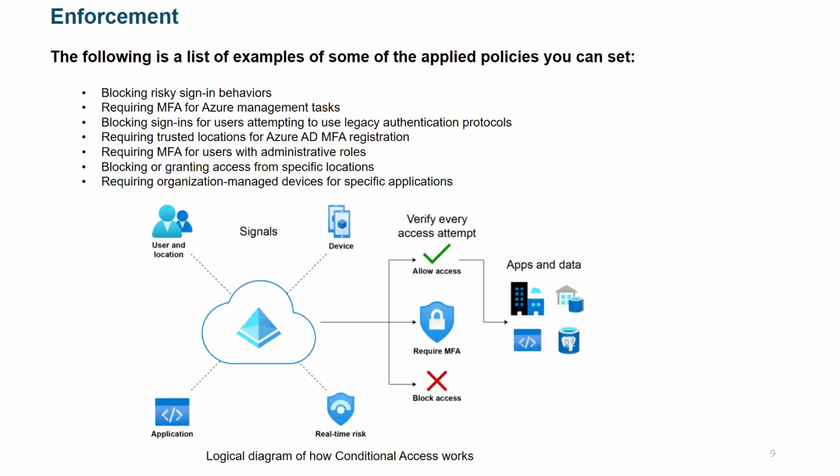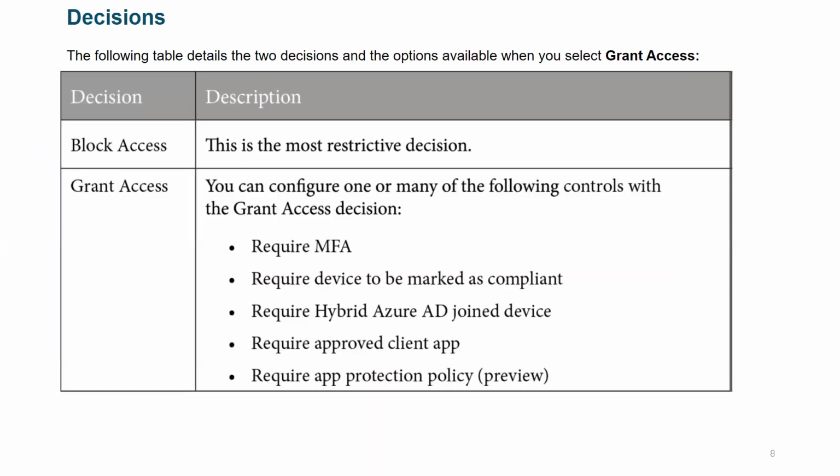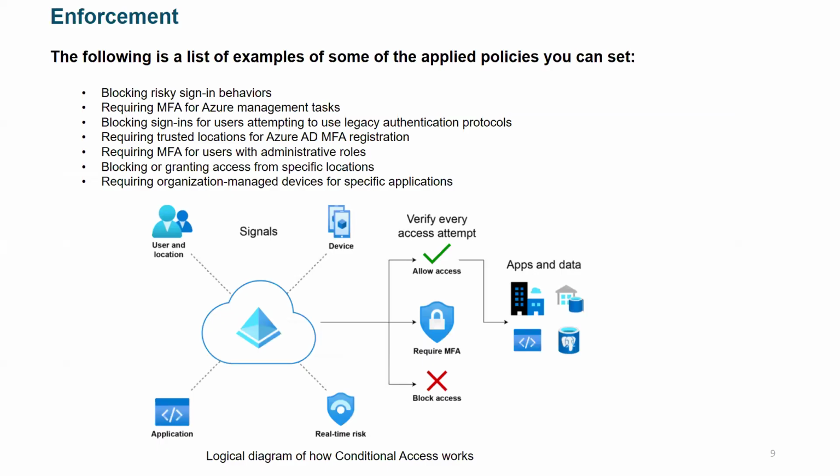Okay, and also enforcement. I told you, right? Here is the enforcement. The following is a list of examples of some of the applied policies you can set. So we can push the policy, and based on that enforcement, they can access applications. Blocking risky sign-in behaviors and requiring MFA for Azure management tasks. For the Cloud Ops team, they require PIM access to log in, create VM, delete VM. They require proper permissions.